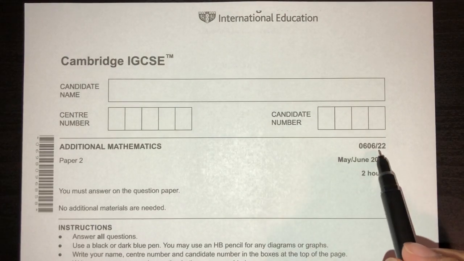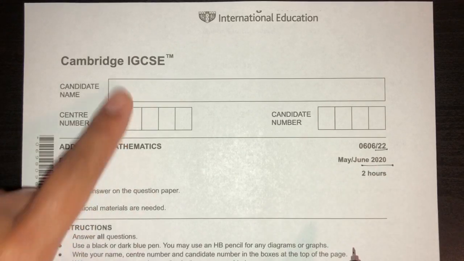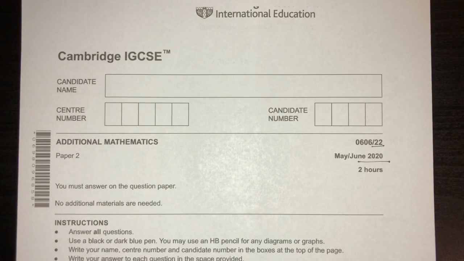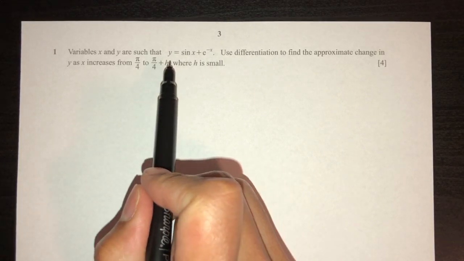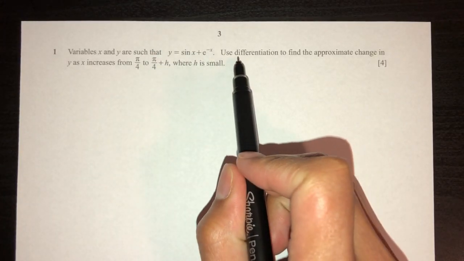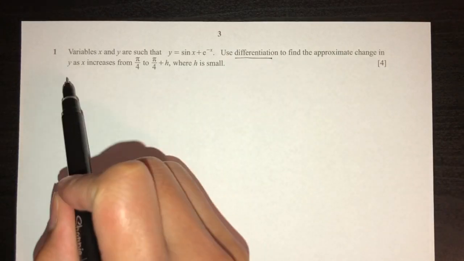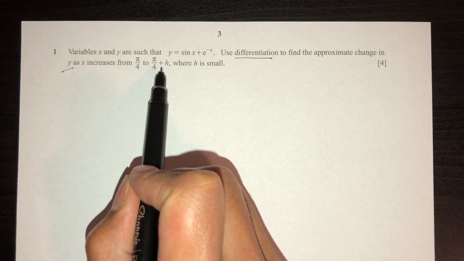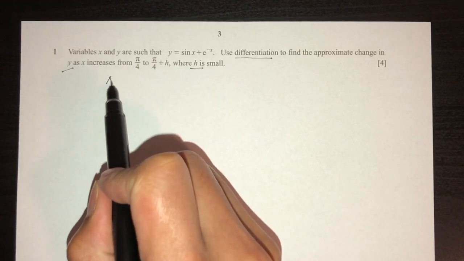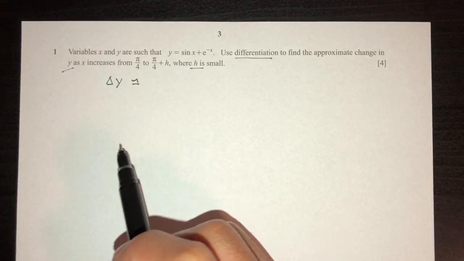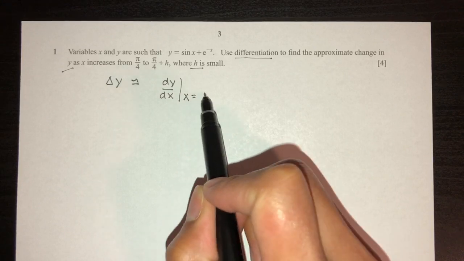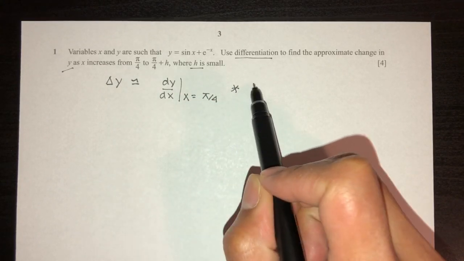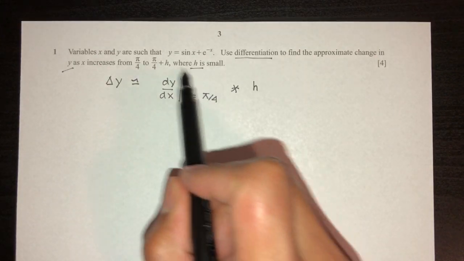This one is paper 2-2 of May-June 2020 of IGCSE. Let's move on to question number 1. So here we have the variables x and y such that they are connected by this equation. Using differentiation, find the approximate change in the value of y as x increases from this to this, where h is small. So approximate change in y is equal to dy by dx at x equal to pi by 4 times h. So we have to find this value.